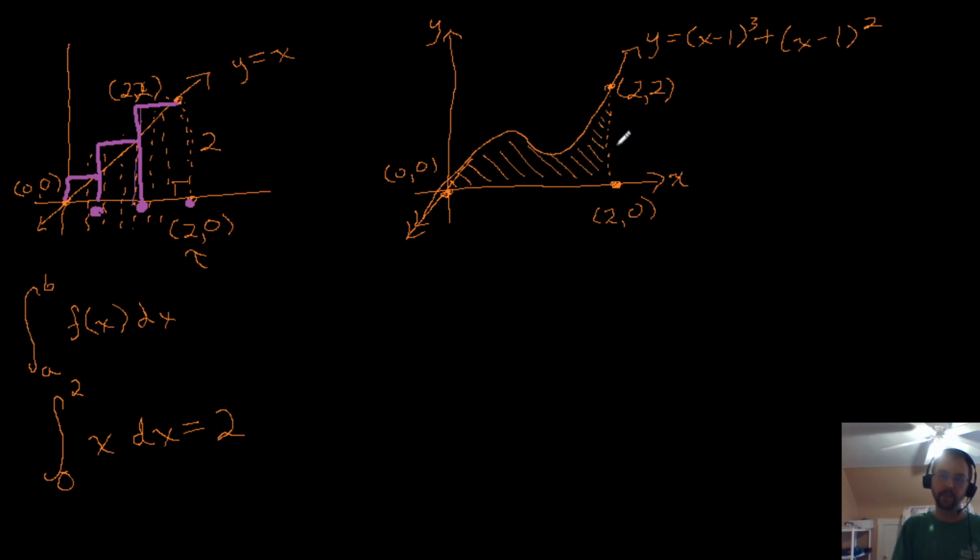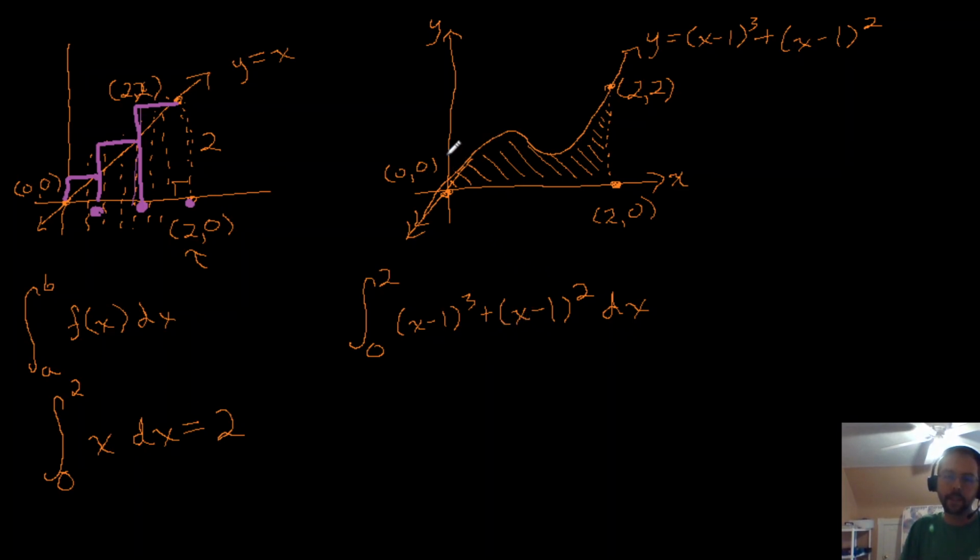Once again, conceptually, let me write this down the way it would be written. We have the integral from 0 to 2, going from x equals 0 to x equals 2, of f of x, which in this case is that whole thing, (x minus 1) cubed plus (x minus 1) squared, dx.